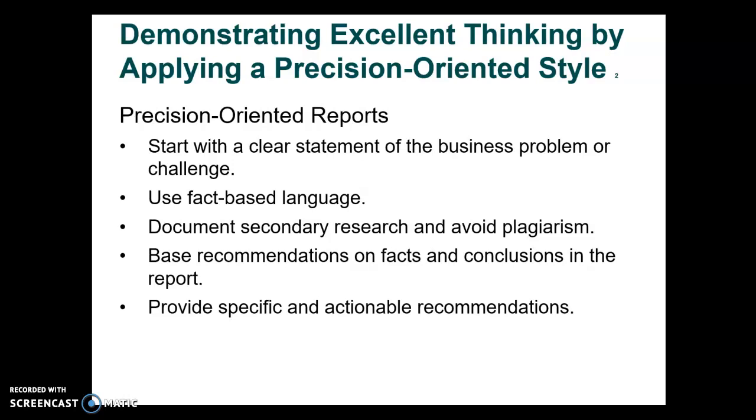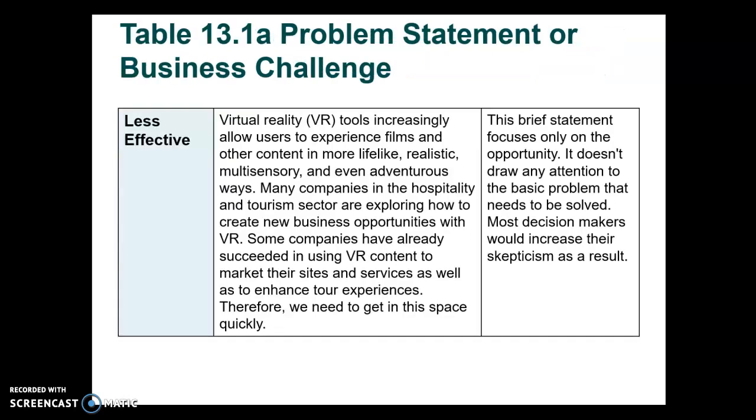You don't want to be vague. You want to say, as a result of what you found, as a result of what you want to do with this proposal, you want to do a specific thing. And the book does provide examples of how to write actionable recommendations later in the chapter.